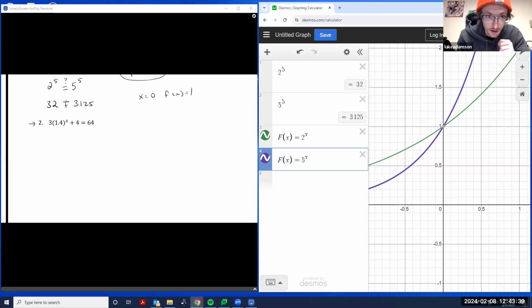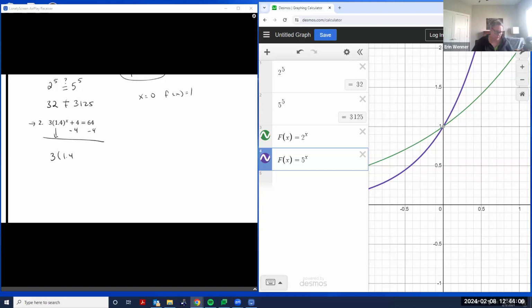You could subtract 4 from both sides and then divide by 3 on both sides. Okay, so we're thinking about trying to isolate it, right? And so when we're isolating, we're going to undo that addition and subtraction first, and then we'll undo the multiplication and division. So we're going to subtract 4 from both sides, bring down this term, and I'm going to get 3 times 1.4 to the x equals 60, and then we want to divide by 3. And that gives me 1.4 to the x equals 20.